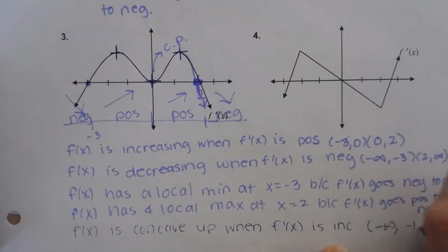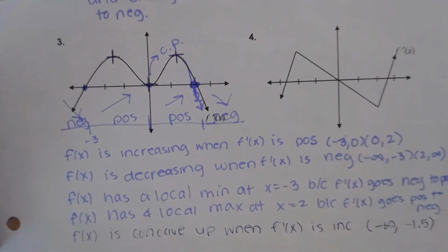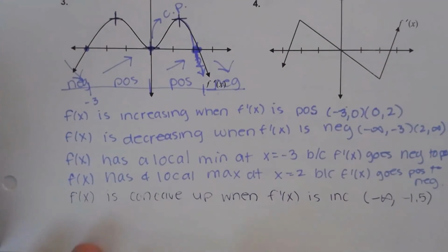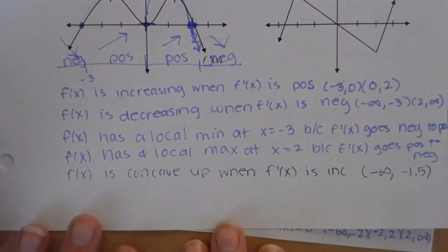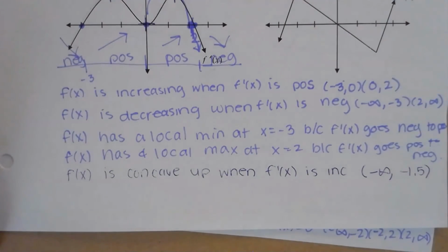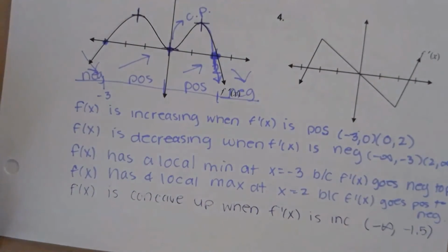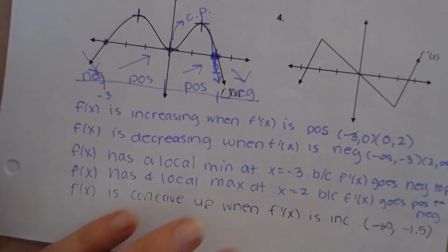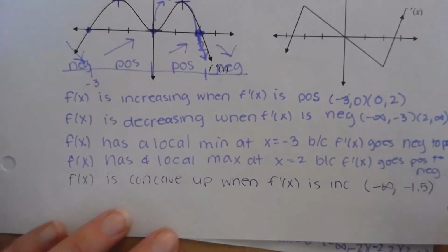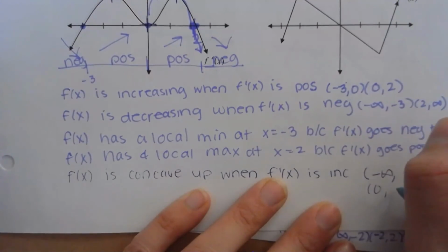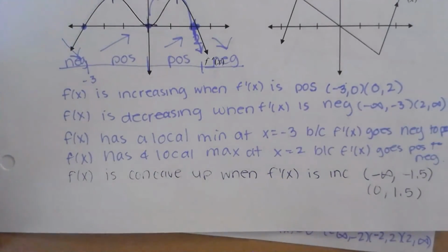I'll say -1.5. Where else is f prime of x increasing? 0 to 1.25. Or 1.5, but yeah. And then the changes in concavity, like those points, are where... So negative 1.5 and 1.5 and 0 are all points of inflection.